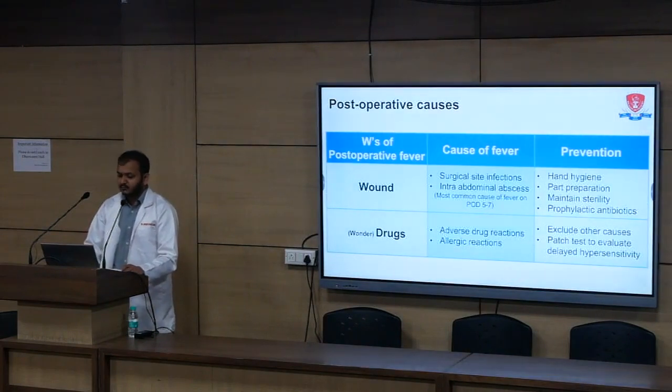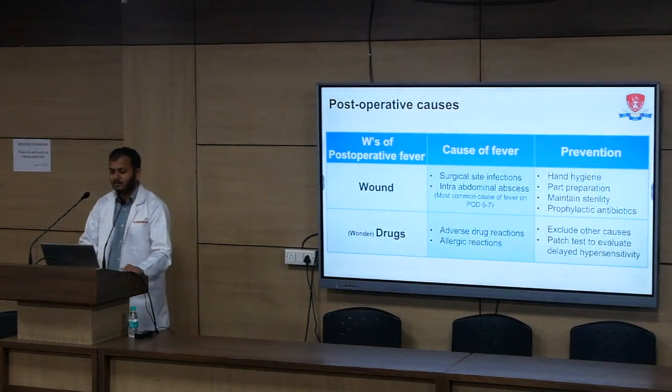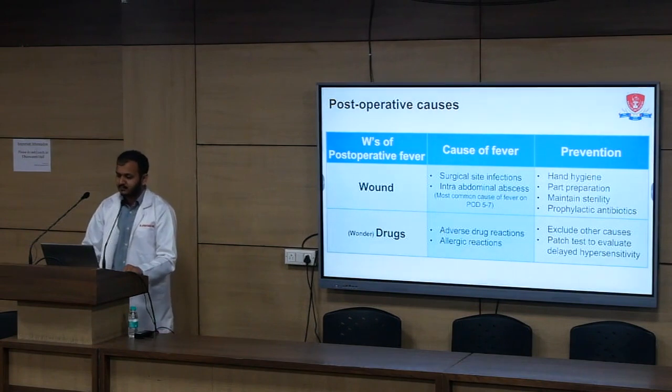The fourth W is wound, that includes surgical site infections and intra-abdominal abscesses. It is the most common cause of fever on post-operative day 5 to 7. Prevention can be done by proper hand hygiene, part preparation, maintaining sterility and prophylactic antibiotics. The last W is wonder drugs, that includes adverse drug reactions and allergic reactions.